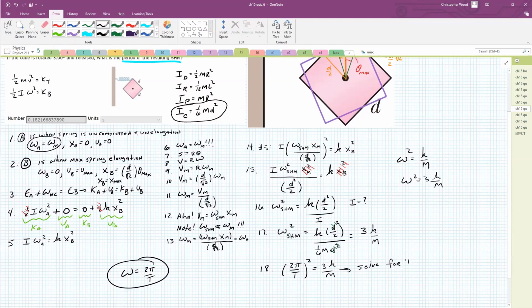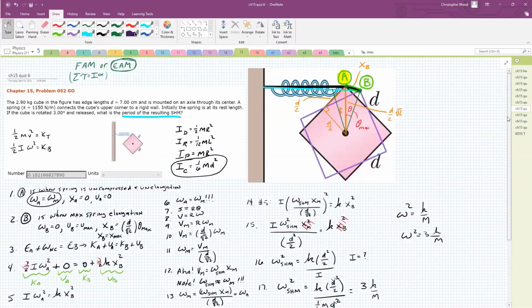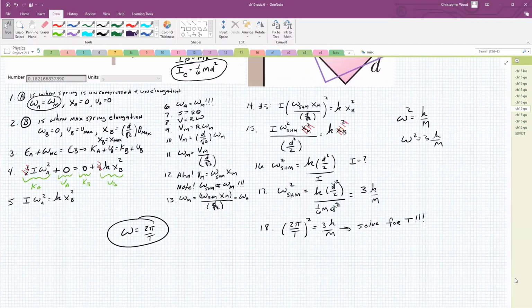So now your job is to solve for T. When you solve for T, you're going to answer the question, how long does it take this cube to make one bounce, to complete one bounce? So let's figure that out. They gave us a spring stiffness constant, I'm hoping. The spring constant, yeah, they did, 1150. Did they give us the mass? They did, 2.9.